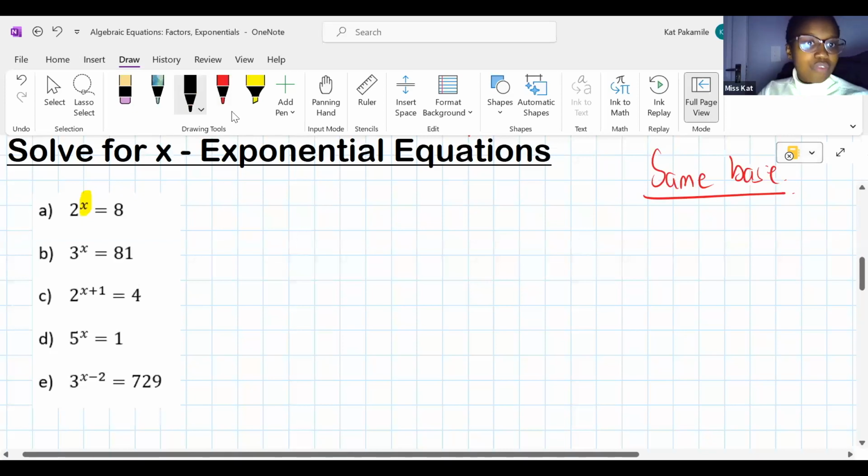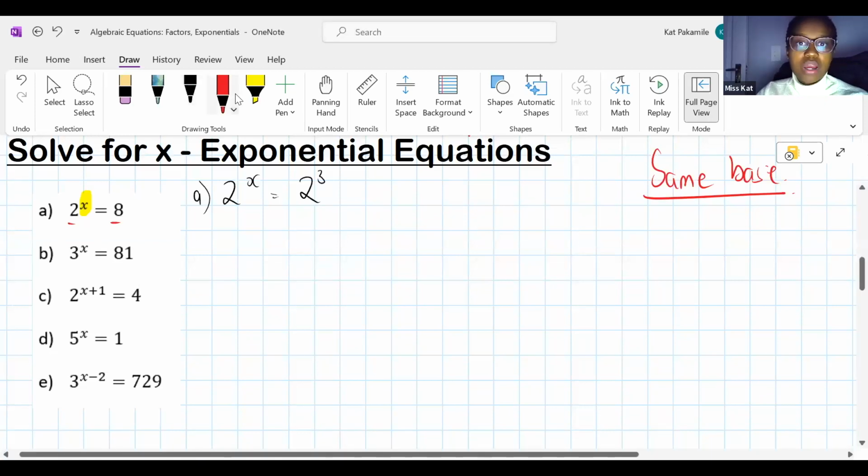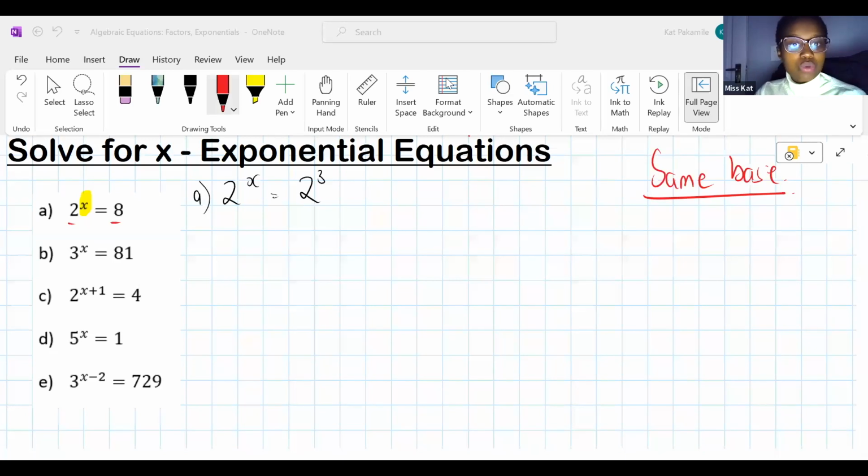So if we have a base of 2 on the left, we want a base of 2 on the right. So how can I rewrite 8 as something with a base of 2? 8 is the same as 2 to the power of what? That's what I'm asking. So that is 3. Now that we have our same base, that is our step 1. What happens when we have our same base? What's our step 2? We've managed to make them the same base on both sides. Step 2 is what?